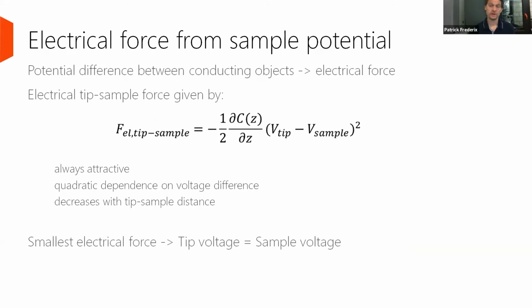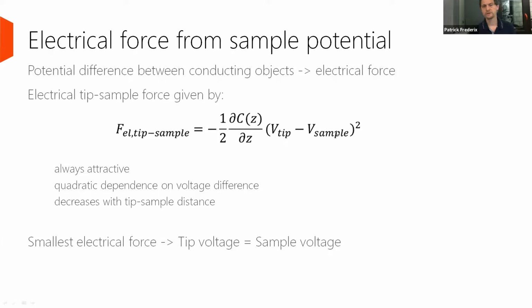Now, I apologize for the equations. Normally, it's not nice to have equations in a presentation, but I think here it's very helpful to understand the way we measure it. If you have two conductive objects, there is an electrical force between them based on the capacity. If you change the distance between the conductors, the capacity is changing, and this capacity gradient together with the voltage difference between the plates gives you an attractive force.